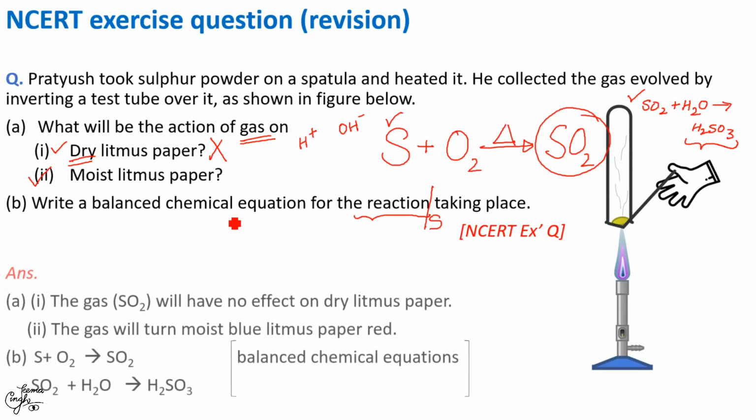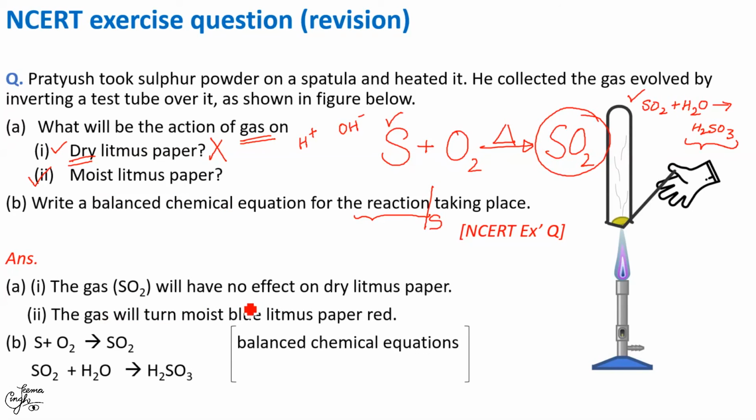So your answer, if you want to check, the gas SO2 will have no effect on dry litmus paper. It will turn moist blue litmus paper red and will have no effect on red litmus paper. S plus O2 give rise to SO2 is an already balanced chemical equation. If you want, you can give the second one. SO2 reacts with water to form sulfurous acid, and because of the formation of this acid, moist blue litmus paper turns red. With this question, I come to the end of this video.